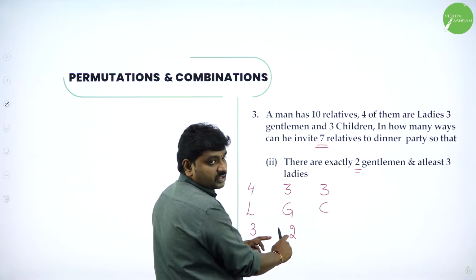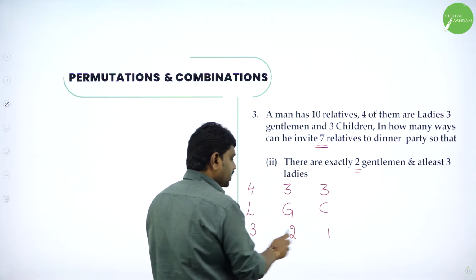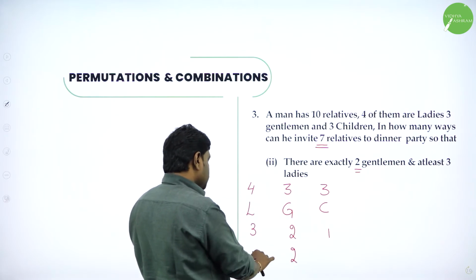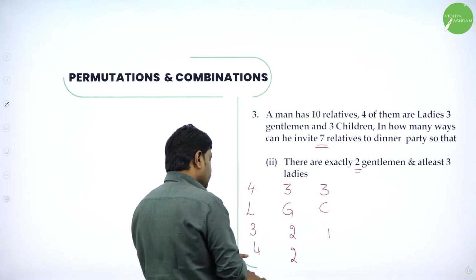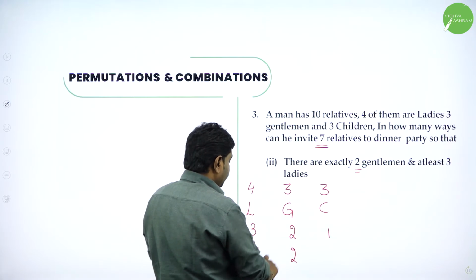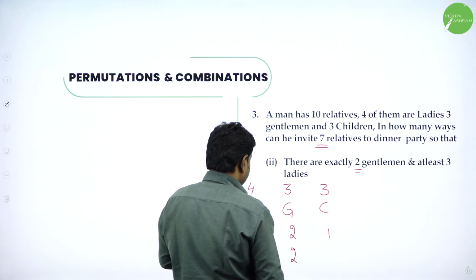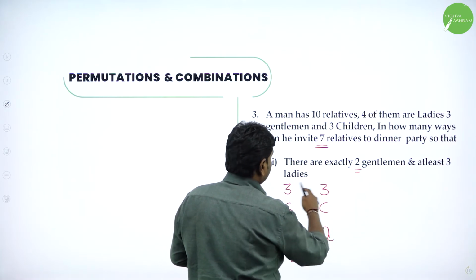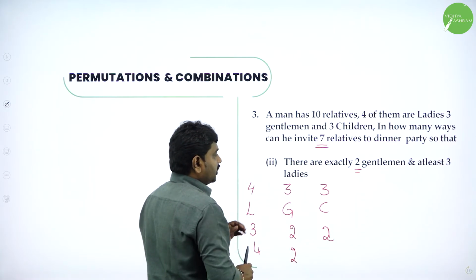3 plus 2 is 5. Still I want 2 more, so I'll invite 2 children. And 2 gentlemen, this is fixed. At least 3 ladies means I can invite all 4 ladies. 4 plus 2 is 6, but I want 7, so 1 child. Here 2 children I can invite, because for children there is no restriction. They have not mentioned it. Exactly 2 gentlemen.